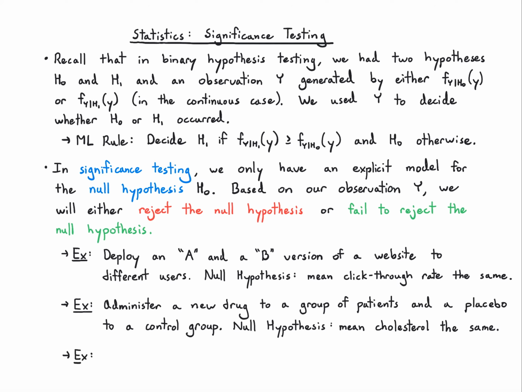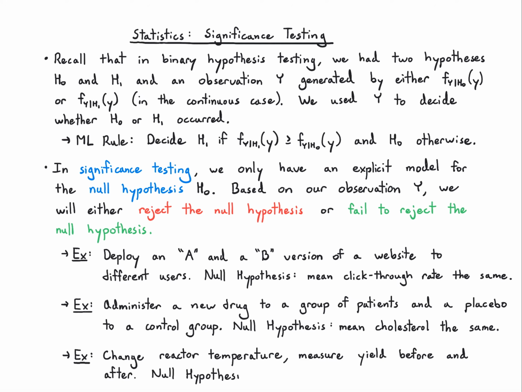As a final example, let's say that you change the reactor temperature when you're trying to manufacture some product, and you measure the yield that you get before and after this change. Your null hypothesis here is going to be that the mean or average yield is the same regardless of the two temperatures.